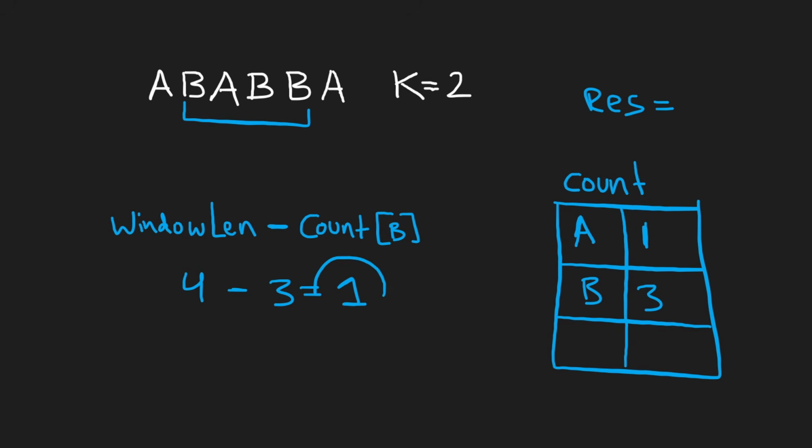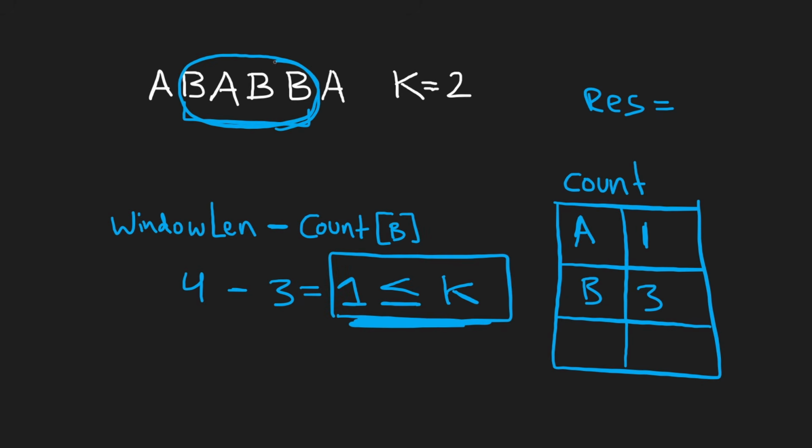How do we know if we have enough replacements to do one character? Well, of course, that's our input parameter K. So what we're confirming here is that this value is less than or equal to K. As long as this condition is true, that means our current window is valid. That means we have enough replacements to make those replacements in our current window. So this is the main condition that we're going to be checking.